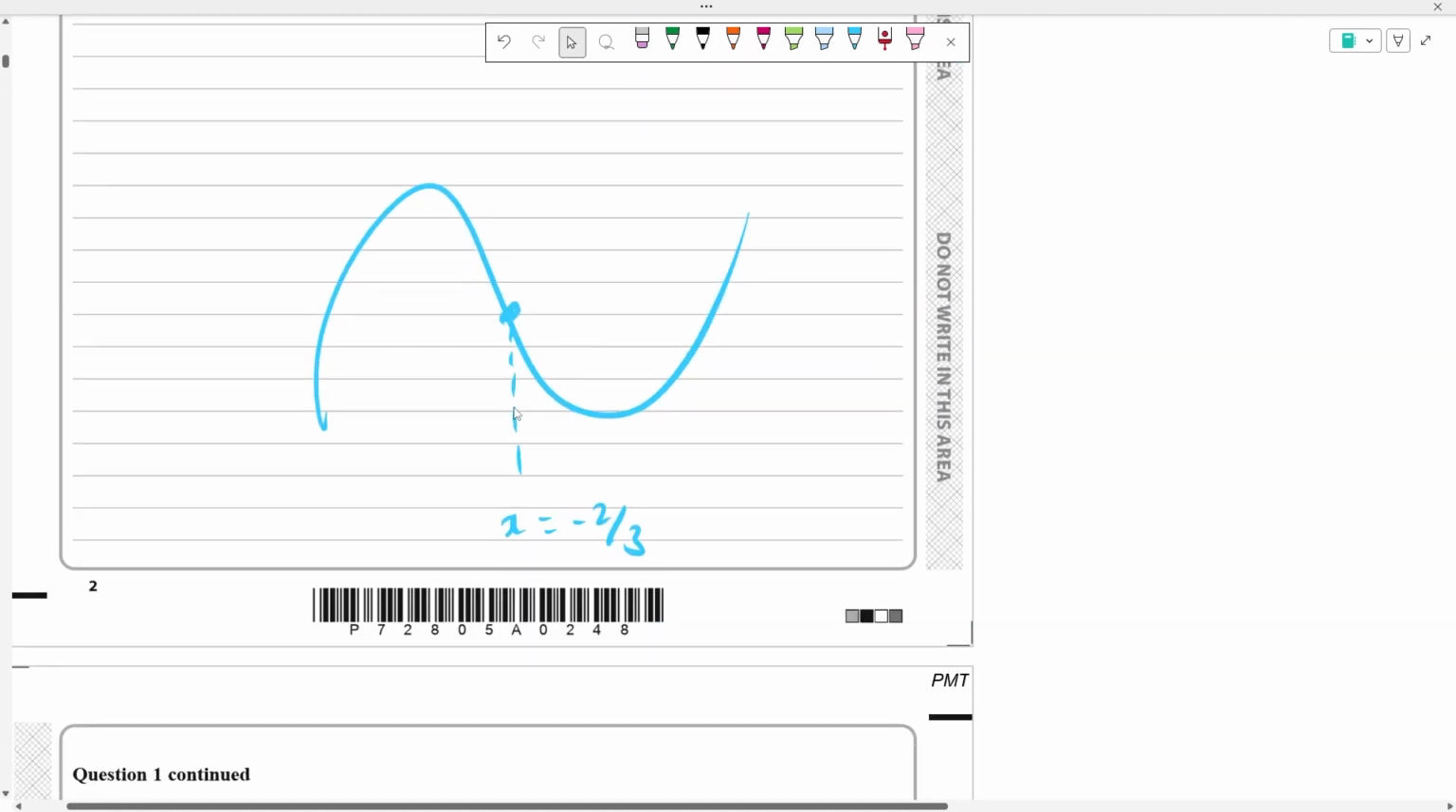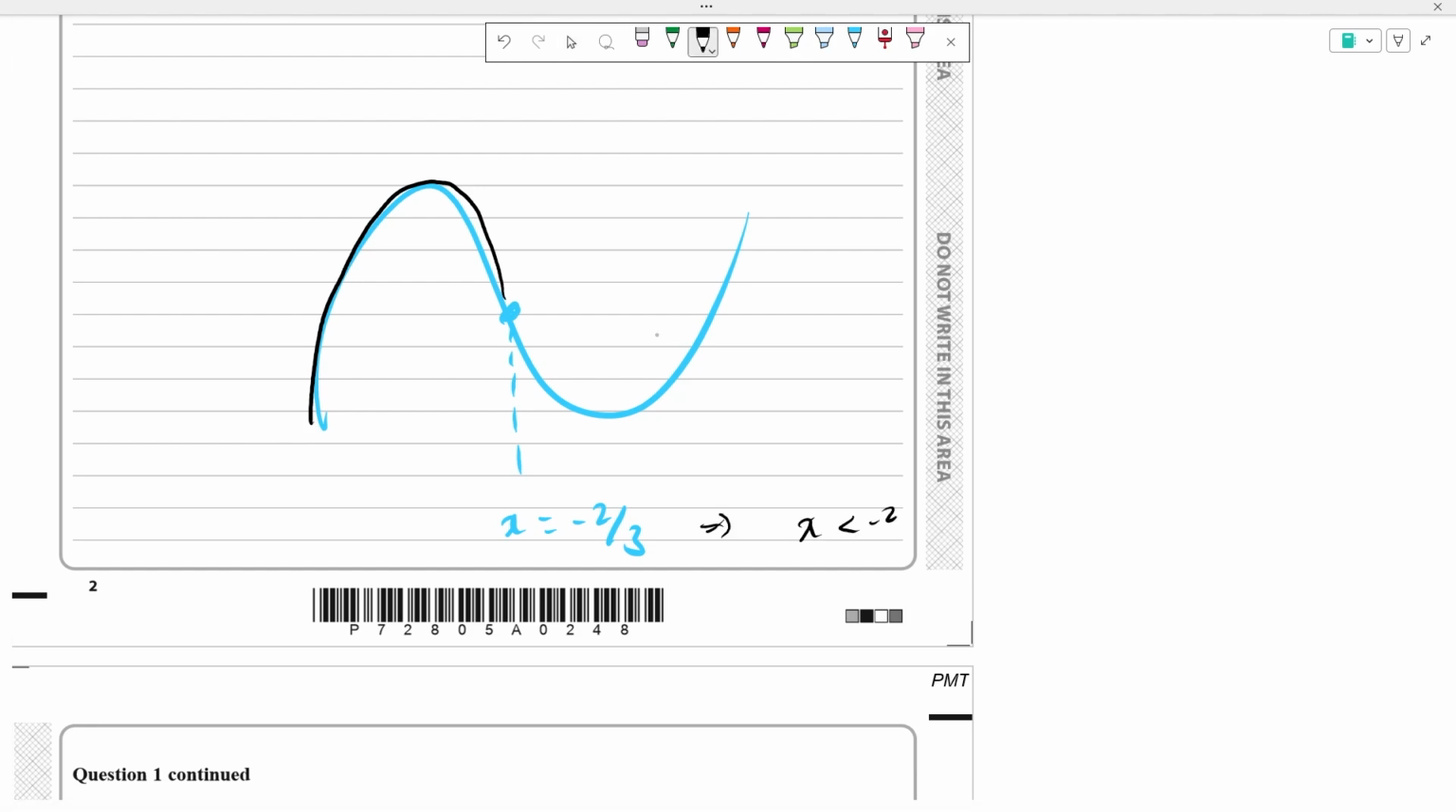And because the question is asking us hence find the values of x for which f of x is concave, and this is our point of inflection, essentially you can see that this region here must be our concave region. So our final answer must then be x is less than minus 2/3.